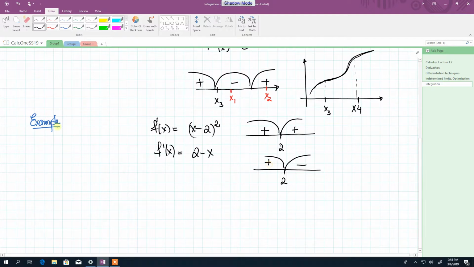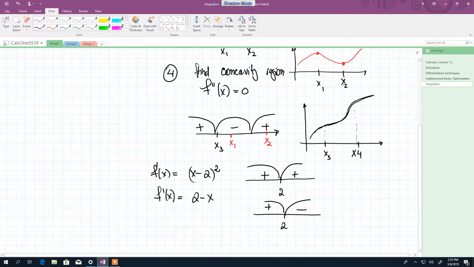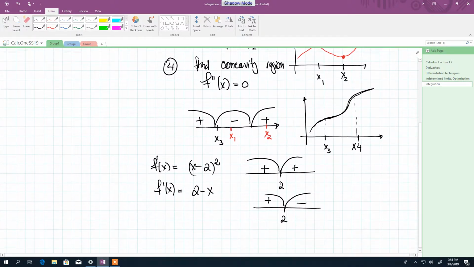I don't know what kind of example we can make. Why, if it is plus, it's concave up? Okay.